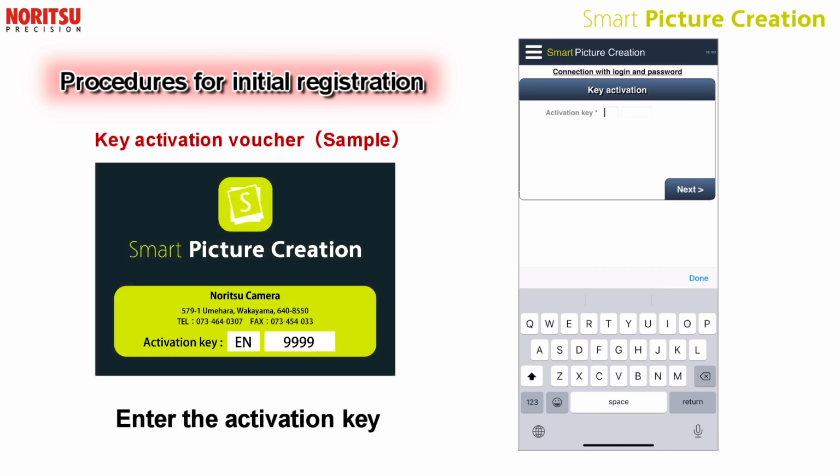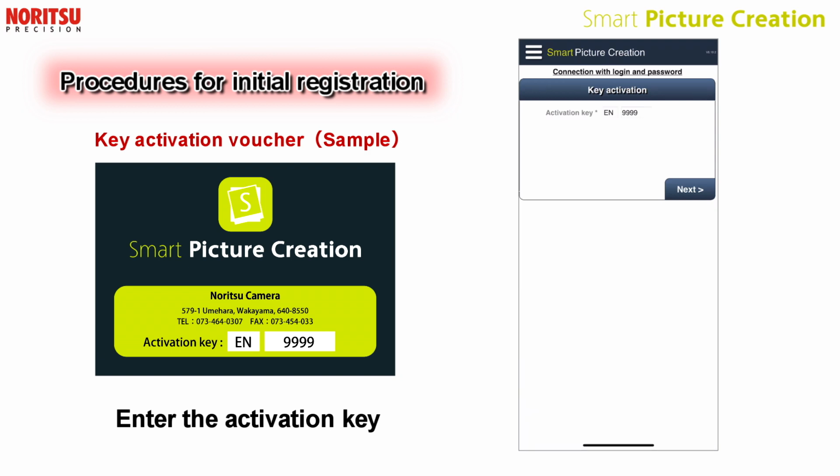Screen appears to enter the activation key. The activation key differs depending on the store. Please use the one that the store you are going to order gave you. After entering that information, tap Next.